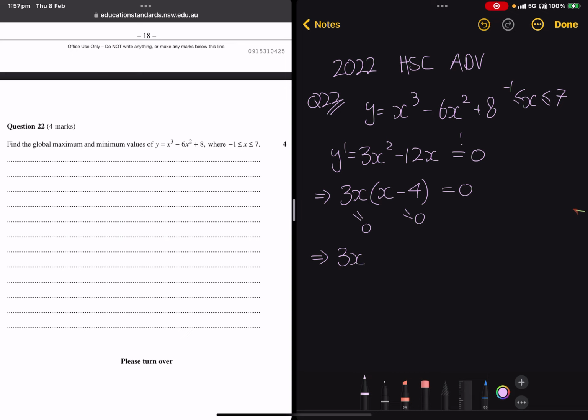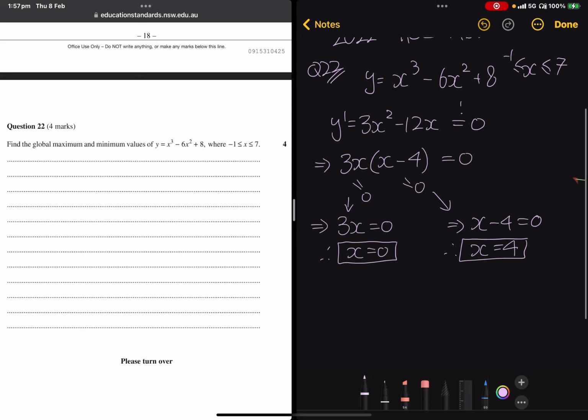If 3x equals 0, this means x is equal to 0. This is one value that produces a maximum or minimum. And if x minus 4 equals 0, this tells us that x is going to be 4. This gives us another maximum or minimum value.